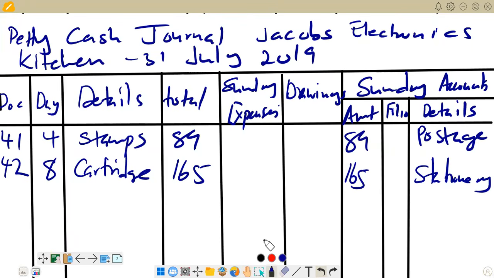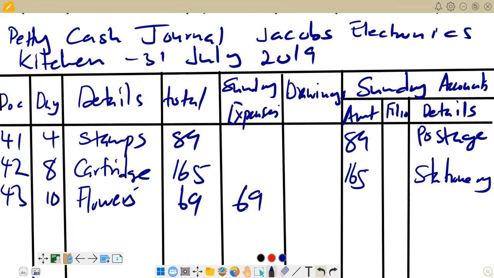So this is our petty cash journal. On document, we've got 43. And we have got day 10 here. Then on details, we know that these are flowers. The amount that we have there is 69. And we are classifying it under sundry expenses. So this is what we have. We can go and check what we have next in terms of the transactions that we have there.